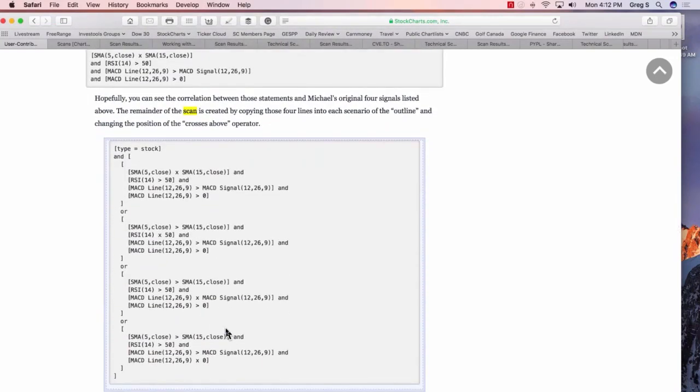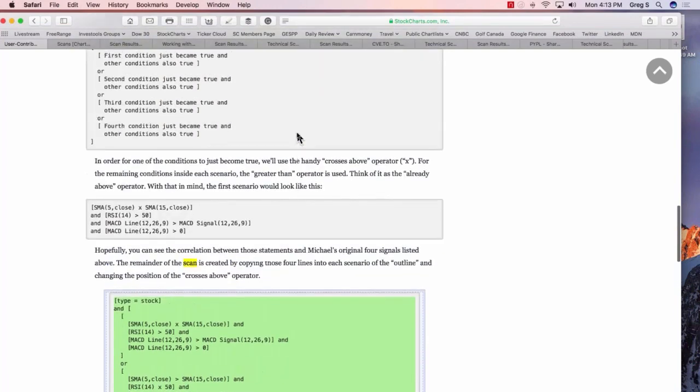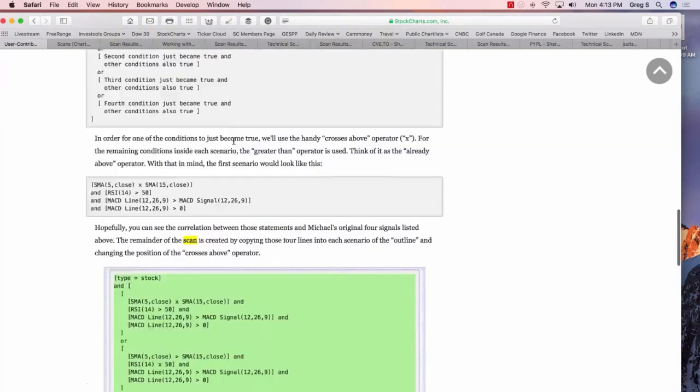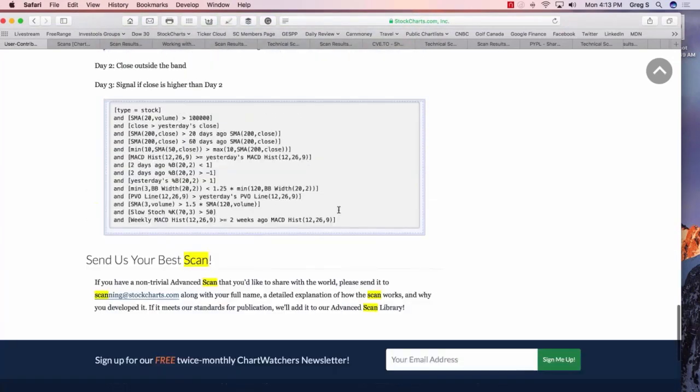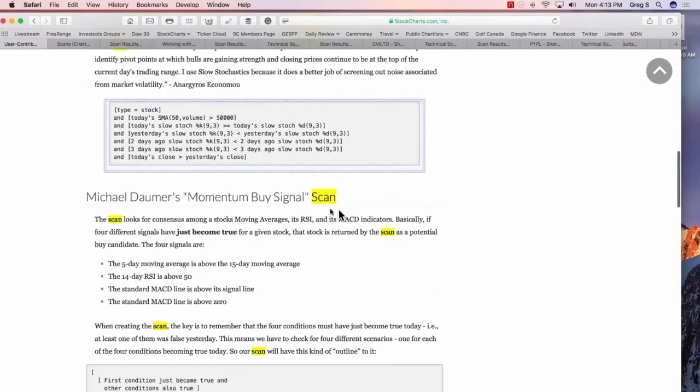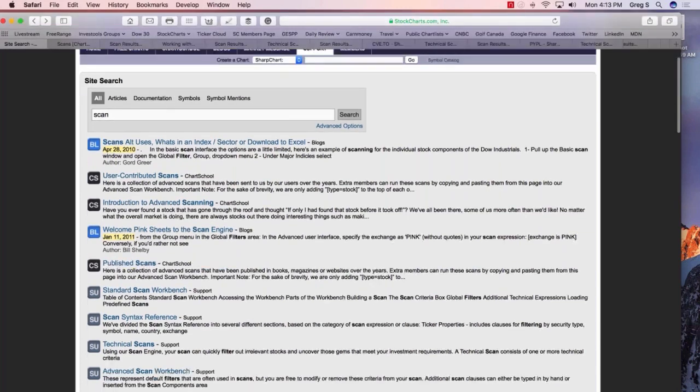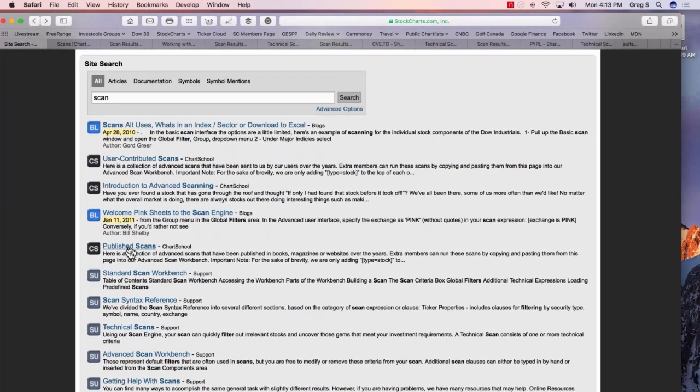And you can feel free to go grab these and you literally highlight just the left side, highlight the whole thing, including all of the brackets, and copy and paste that in. And you'll see what you get on these scans. And so it's trying to describe them all to you, but you can go in and find these. So here's Howard Pasternik's Bollinger Band method, and you can work through some of these. So there's quite a few of these pages hidden in this introduction to scans, and just feel free to look around. So published scans by StockCharts.